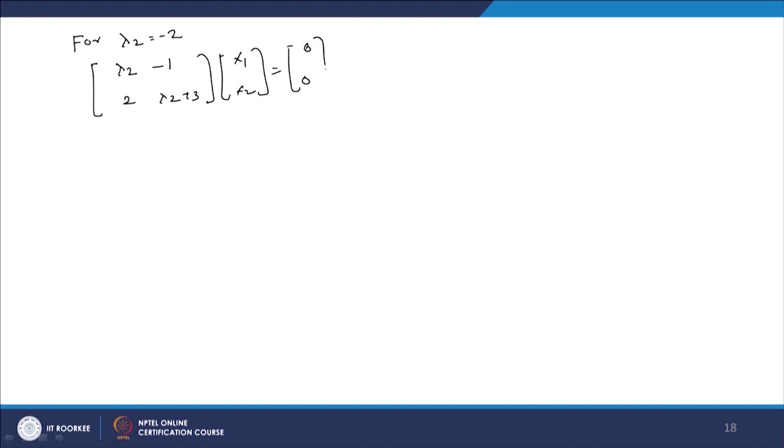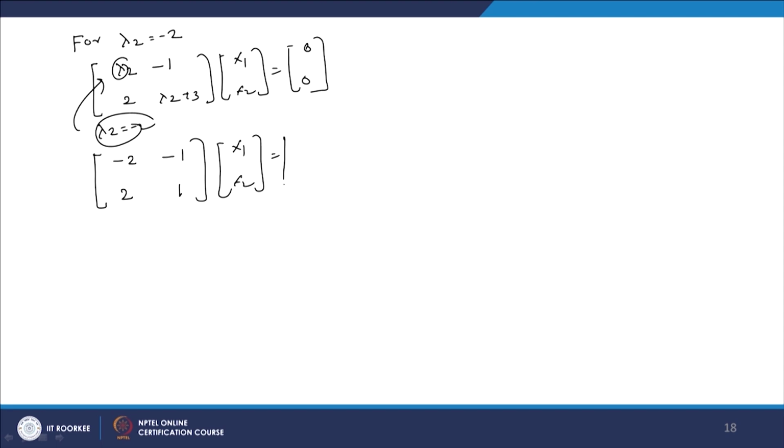Next, we want the eigenvector when lambda 2 equals minus 2. So we write the equation as lambda 2 minus 1, 2, lambda 2 plus 3, times x1, x2, equal to 0, 0. Now replace lambda 2 equals minus 2 in this equation. So we get minus 2, minus 1, 2, 1, times x1, x2, equal to 0, 0.